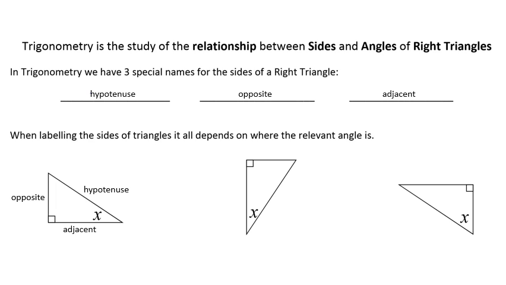Okay, let's look at the second one. So we should always label our hypotenuse first. It's the side across from the right angle. So our hypotenuse would be right there. Then our opposite side. So our opposite side is across from that relevant angle marked with an X, and it would be right there. And the adjacent side. So the adjacent side is the one next to or connected to the relevant angle, which is right there.